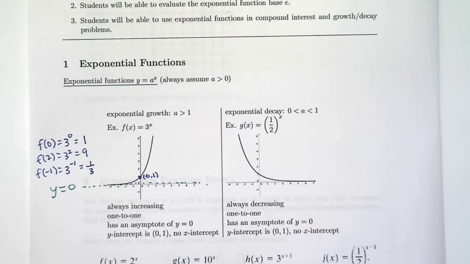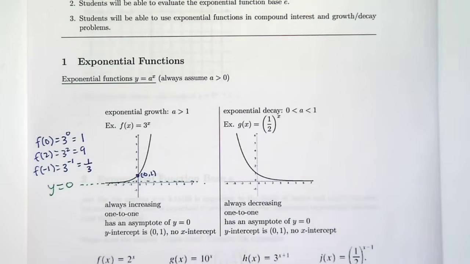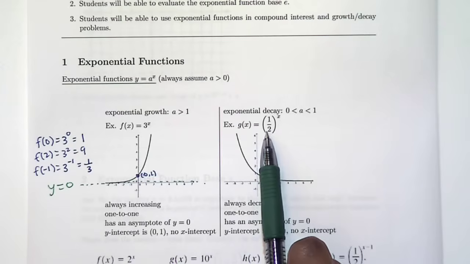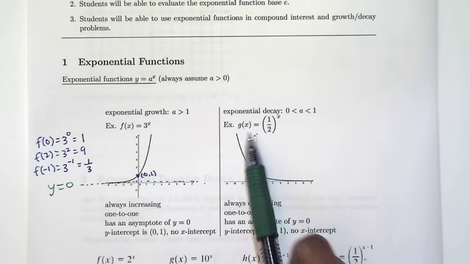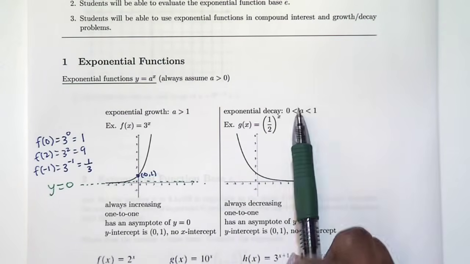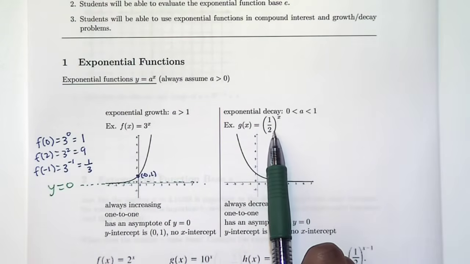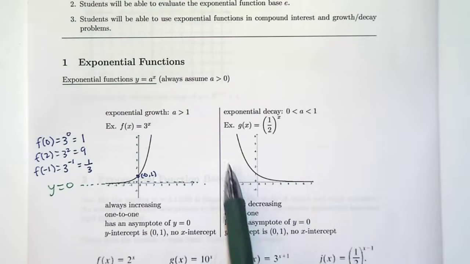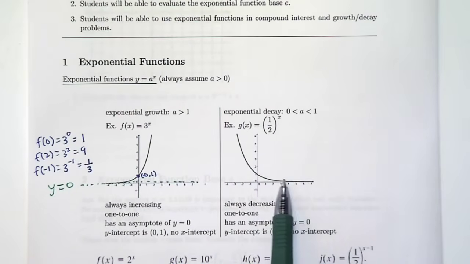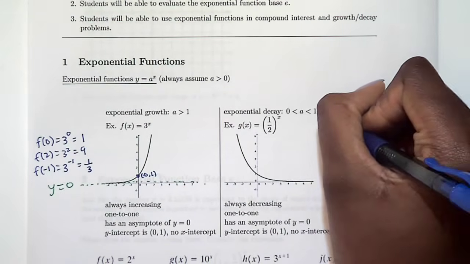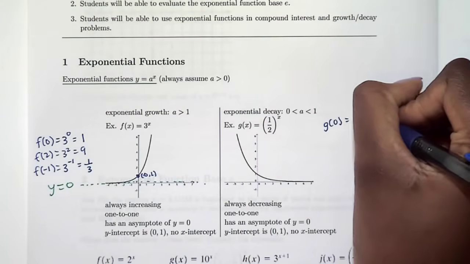All right, and so we can look at exponential decay. This happens when the base of our exponential function is between 0 and 1. Here we have a whole number bigger than 1. Here we have a fraction, so something between 0 and 1. When that happens, we actually get a decreasing function. But it still works the same way. We can plug in points. So we can look at g of 0.